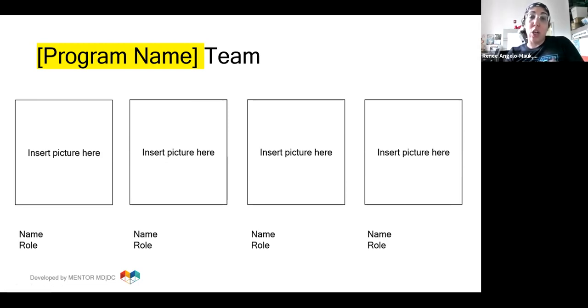This is your opportunity to introduce the whole team that makes the program happen for the mentor and for the students as well.